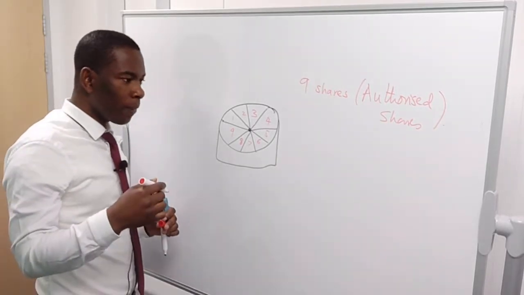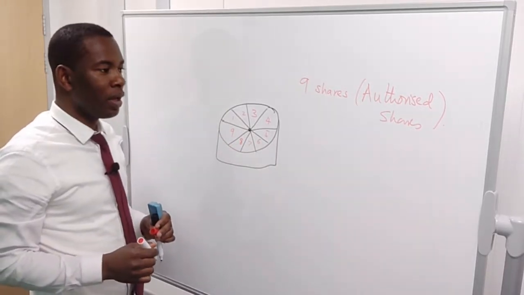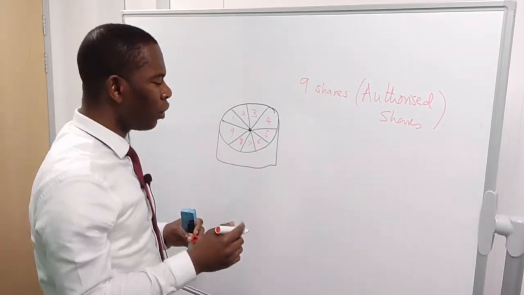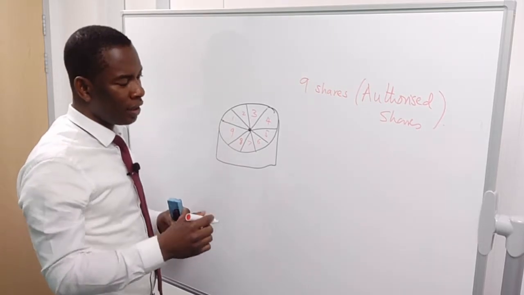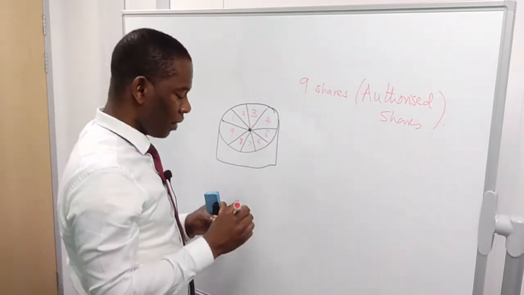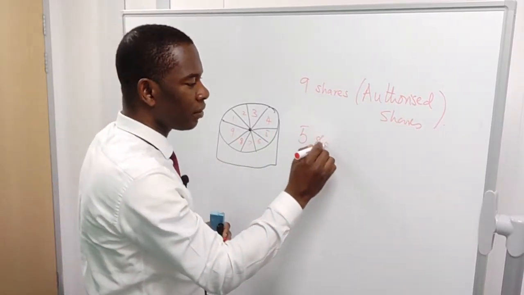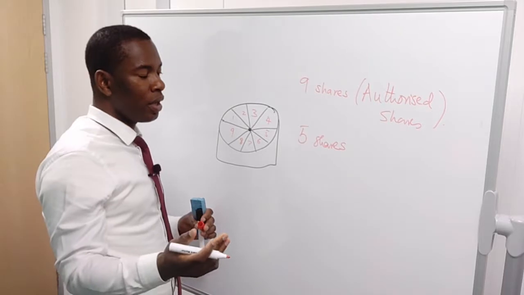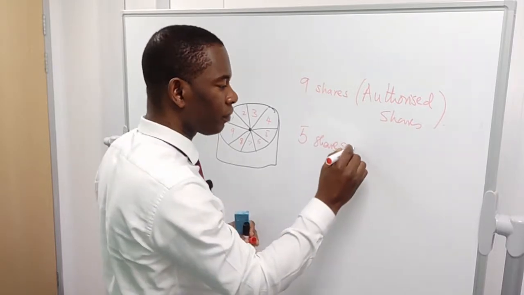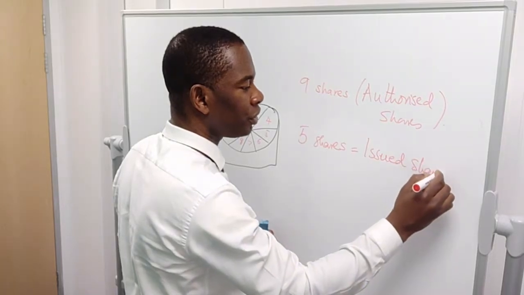So, next, out of these 9 shares, the company then decides to only give out, say, 5. Right, so we have 5 out of this. So 5 shares to be given out and sold. So these 5 shares are called issued shares.